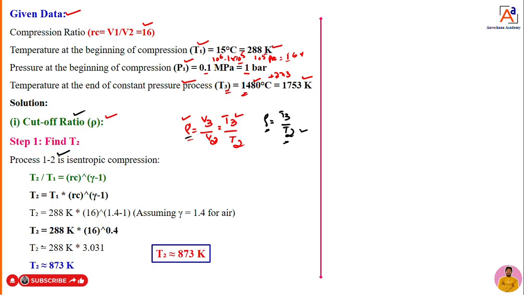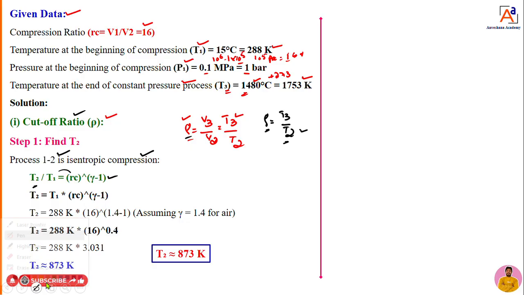I have to go with the first process, that is 1 to 2, isentropic compression process. When it comes to the isentropic compression process, we know the variation of temperature versus volume. There is a standard equation: T2 by T1 is equal to rc to the power of gamma minus 1. Now here T2 I can calculate. T2 is equal to T1 into rc to the power of gamma minus 1. Then do simplification here.